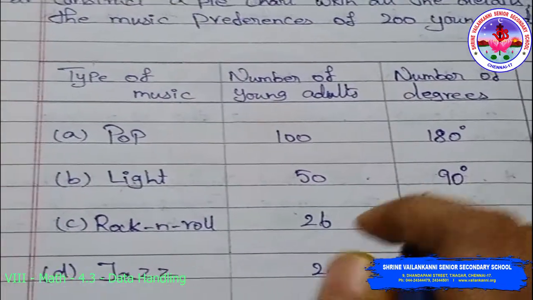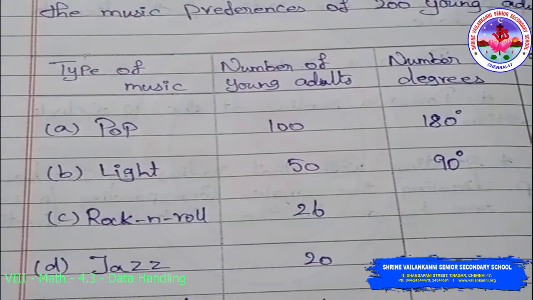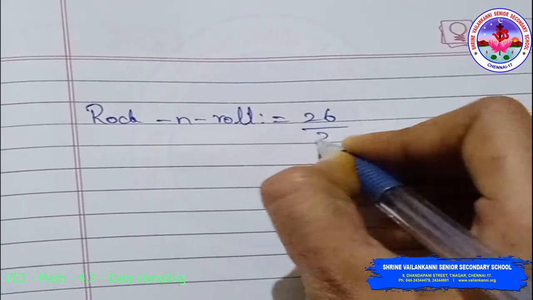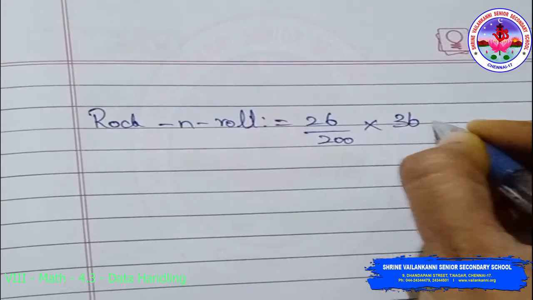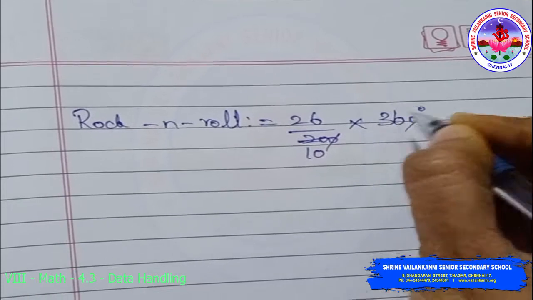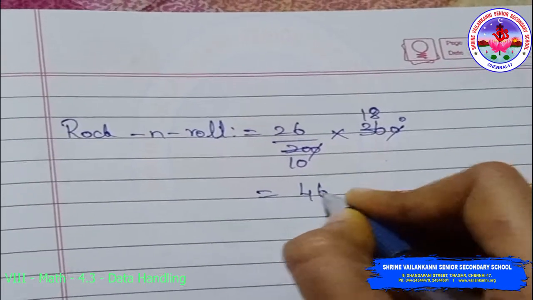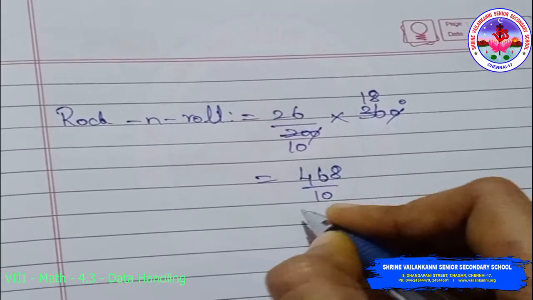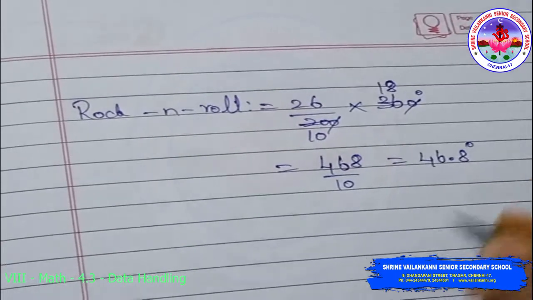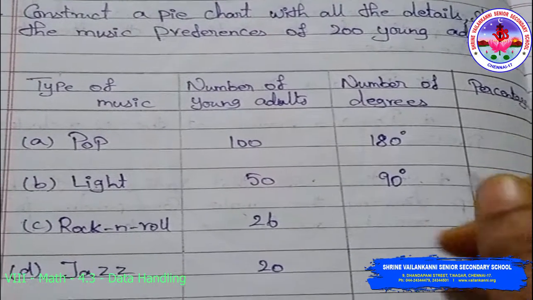The next one is rock and roll, that is 26 adults. Rock and roll is equal to 26 divided by 200, times 360 degrees. Zeros cancel, 10 times, this is 18 times. 26 times 18 is 468, divided by 10 is equal to 46.8 degrees. For rock and roll, the number of degrees is 46.8 degrees.